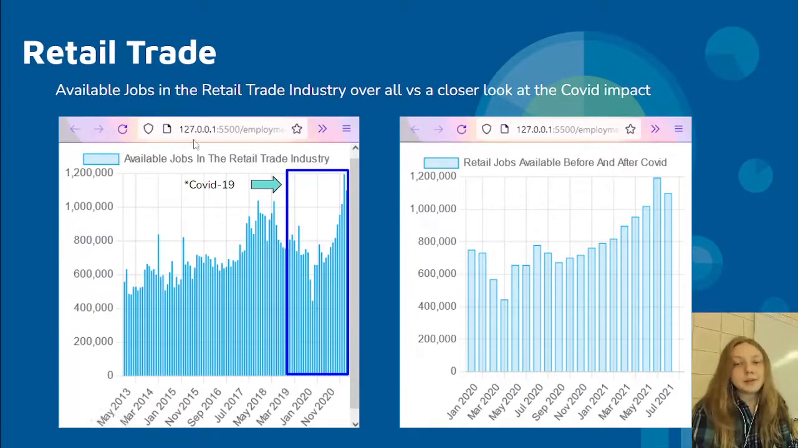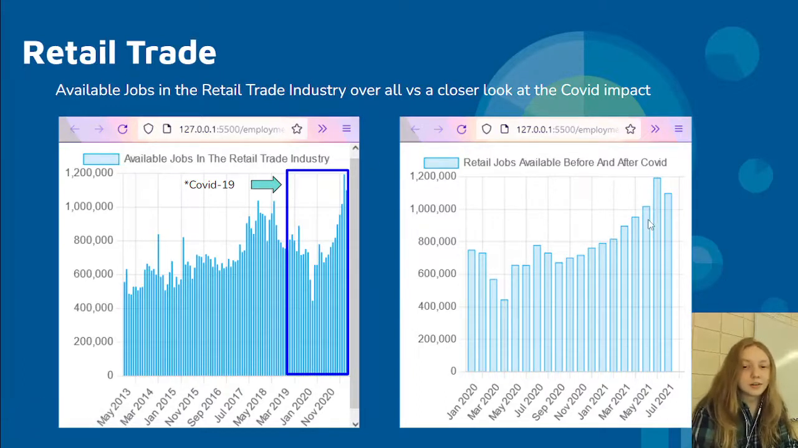So here I wanted to take a closer look at the retail trade industry and look at its behavior between 2013 and 2020, and then take a closer look at that COVID-19 time. So we can see here in the beginning of 2013, up until 2018, 2019, there was a pretty steady increase of available jobs in this industry. Pretty steady, a few ups and downs, but it had an upwards trend. And then we can see here during January of 2020 until April of 2020, a really large decline in the available jobs, followed by a pretty drastic upwards trend of available jobs.